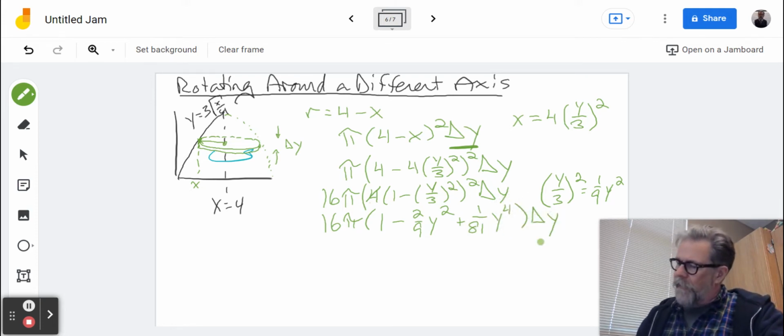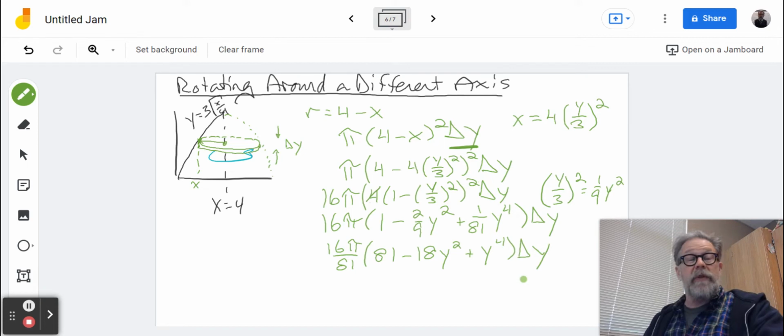And just for fun, I'm going to factor out a 1/81 because then I'll have a nice non-fractional polynomial to find the antiderivative of. So I've got 16 pi over 81. This will become an 81. This becomes 2 times 81 over 9, 2 times 9, which is 18y squared. And this just becomes a y to the 4th delta y. And now we've got a fairly straightforward derivation.